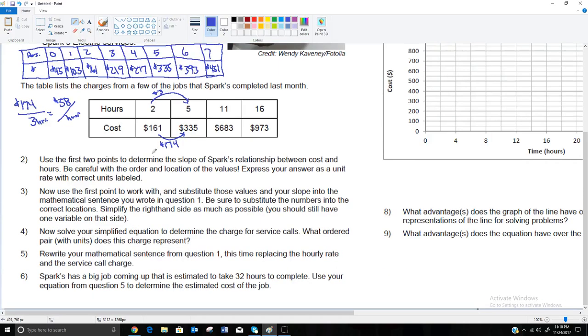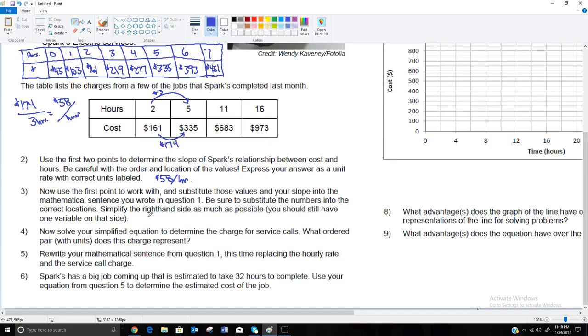So use the first 2 points to determine the slope of Sparks' relationship between costs and hours. We know that it's $58 per hour after the initial trip fee. Use the first point to work with and substitute those values in your slope into the mathematical sentence, and be sure to substitute numbers back in.